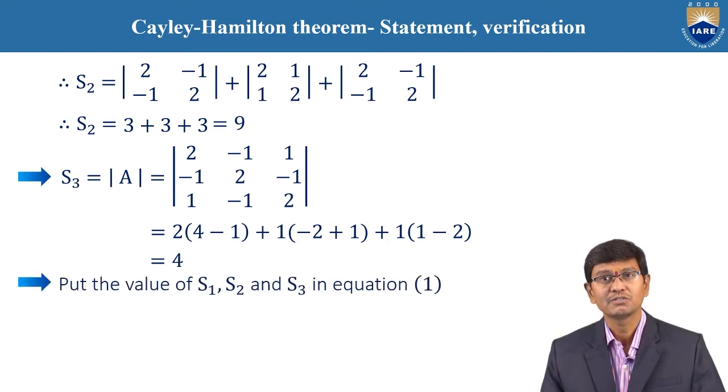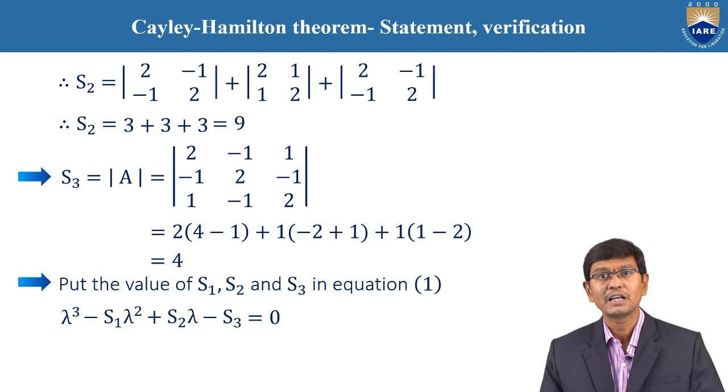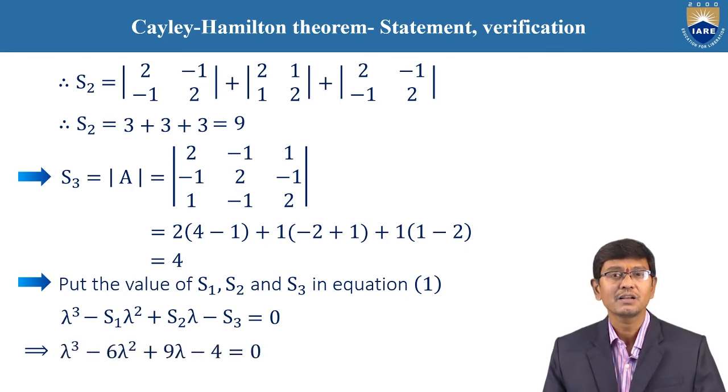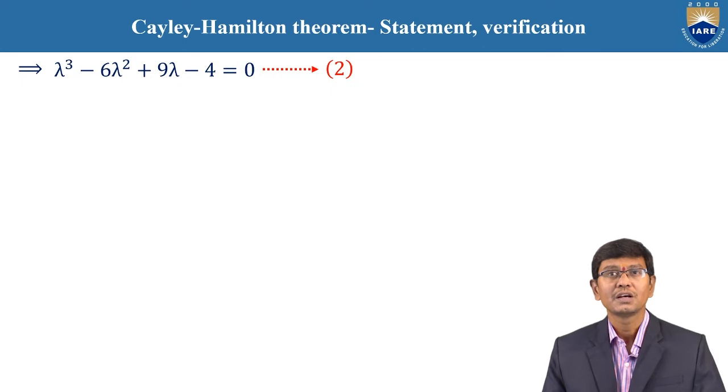Therefore, putting these values S1, S2, S3 in equation 1, by replacement, lambda cube minus S1 lambda square plus S2 lambda minus S3 is equal to 0 is reduced to lambda cube minus 6 lambda square plus 9 lambda minus 4 is equal to 0. This equation is treated as equation 2. Now we want to verify whether this equation satisfies the Cayley-Hamilton theorem or not.